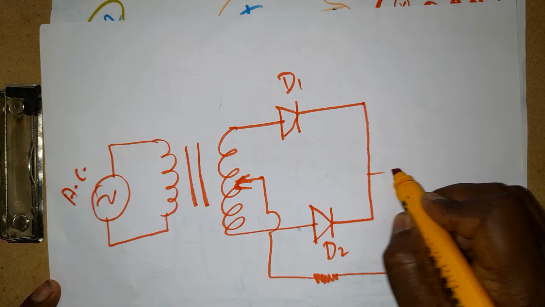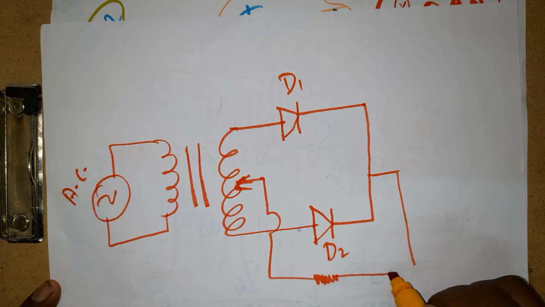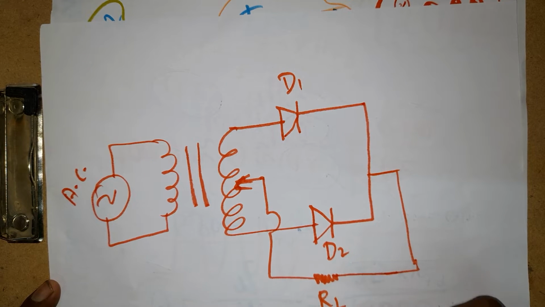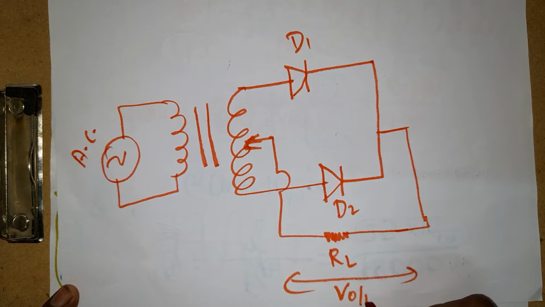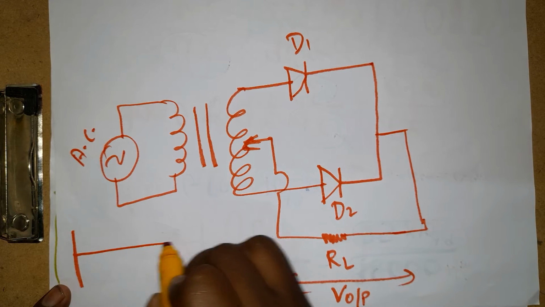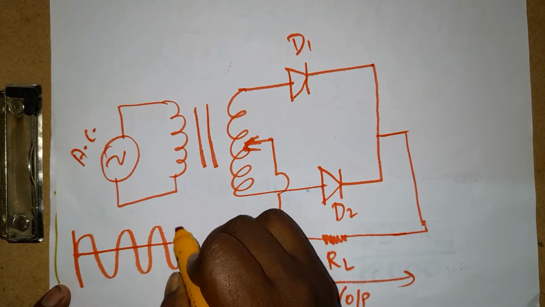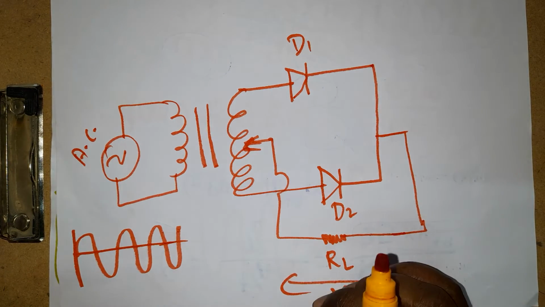We can take the output from the center like this. This is called the load resistance, which gives the output voltage. So we applied the AC input; how will the output response be?